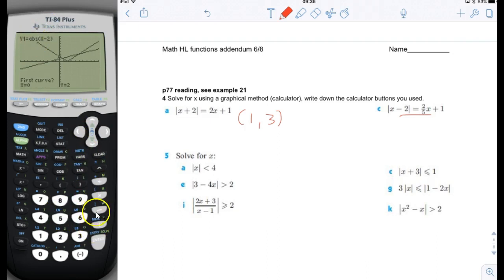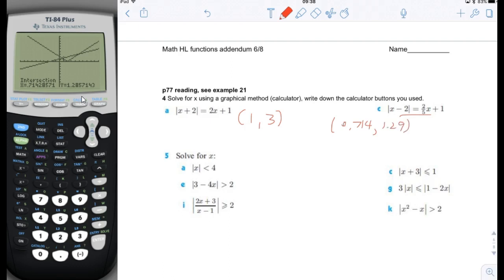First curve is the absolute value, yes. Second curve is 2/5 x plus 1, yes. And your guess: now I need to position the guess close to the intersection I want. I want this intersection first, so I position it close. I hit enter, and it tells me that the intersection is 0.714, 1.29. So I'm going to write that down: 0.714, comma, 1.29. Okay, so that's one of the intersections.